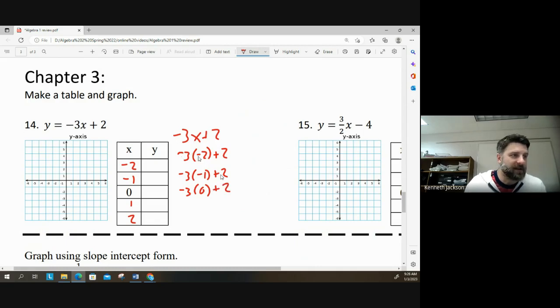Well, negative 3 times negative 2 is 6. 6 plus 2 is 8. Negative 3 times negative 1 is 3. 3 plus 2 is 5. Negative 3 times 0 is 0. 0 plus 2 is 2.